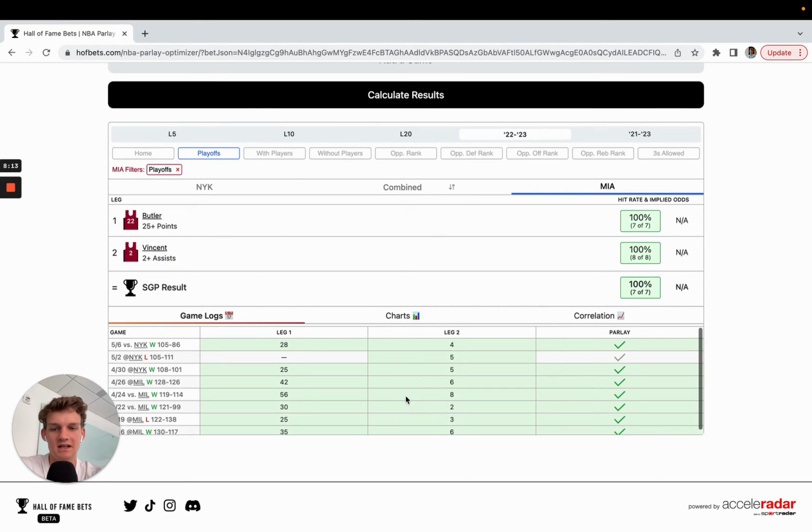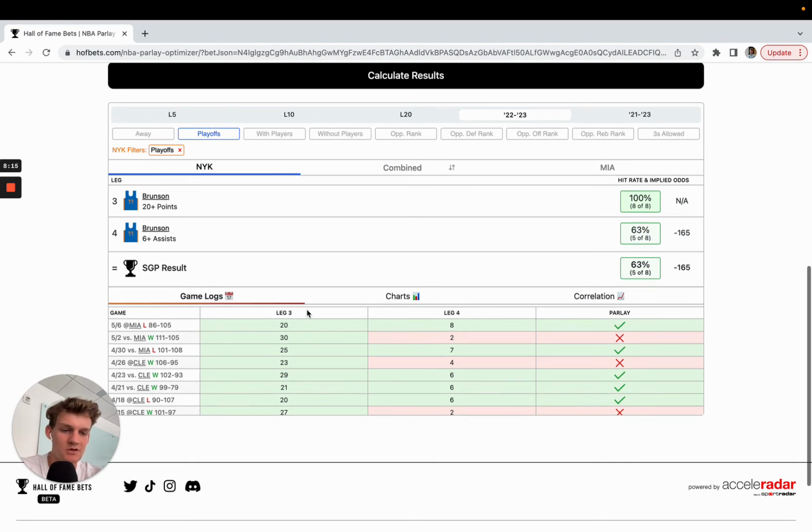So the Miami Heat, if we go over here and look at their specific 2 legs, you can see that they're 100% in the playoffs, whereas if we go over to the Knicks, we can see they're 5 of 8, and that's specifically, again, just because we're looking at Jalen Brunson. He's hitting 5 of 8 games in the playoffs as well, so we can scroll down and see where it's gone right.